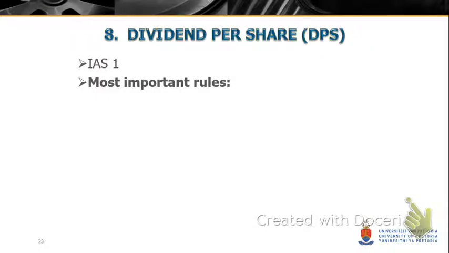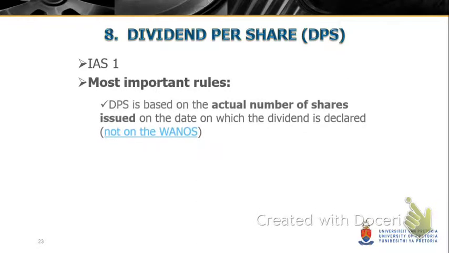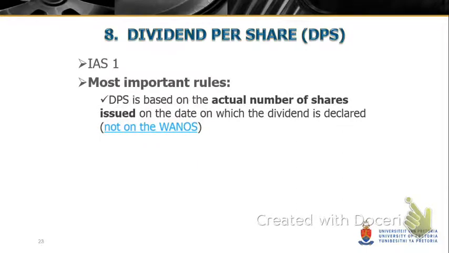Dividend per share. Now, dividend per share is actually under IAS 1 and not IAS 33 like EPS, but we will deal with it here. Most important rule: whatever the number of shares in issue on the date that the dividend was declared is the number on which you will base your dividend per share. You will not wait or average it out. When that dividend is declared, there is a specific number of shares in issue, and those are the shares over which that dividend will be divided to get your dividend per share.